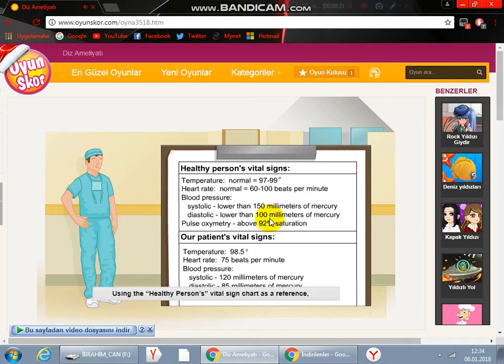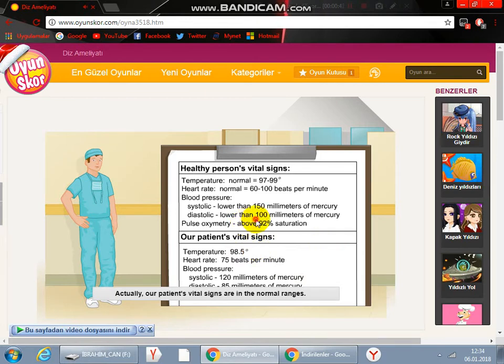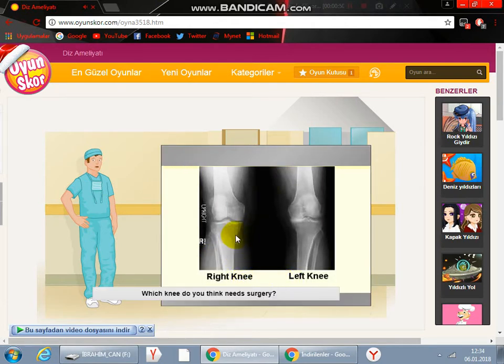Using the healthy person's vital sign chart as a reference, can our patient undergo surgery today? Yes. Actually, our patient's vital signs are in the normal ranges. We will proceed with surgery. Take a moment to look at our patient's x-rays. Which knee do you think needs surgery?